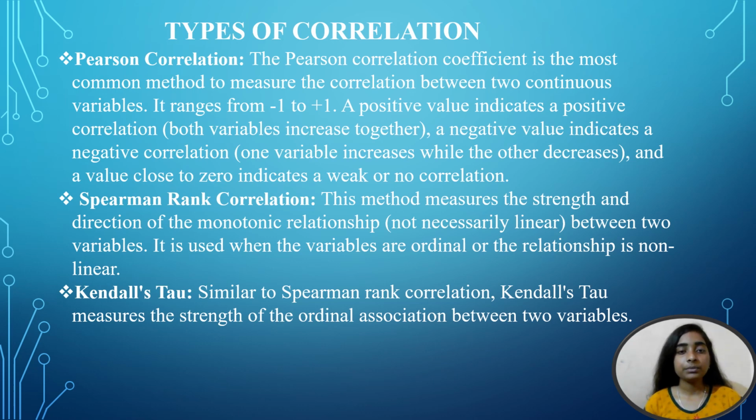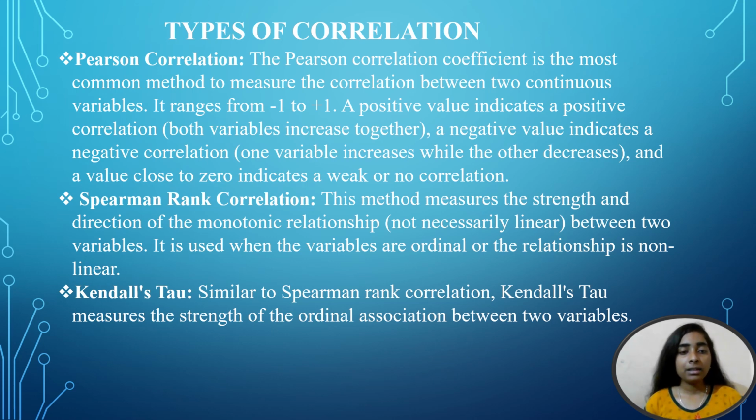Pearson correlation. The Pearson correlation coefficient is the most common method to measure the correlation between two continuous variables, and it ranges from -1 to +1. A positive value indicates a positive correlation: both variables increase together. A negative value indicates a negative correlation, meaning one variable increases while the other decreases. A value close to 0 indicates weak or no correlation.